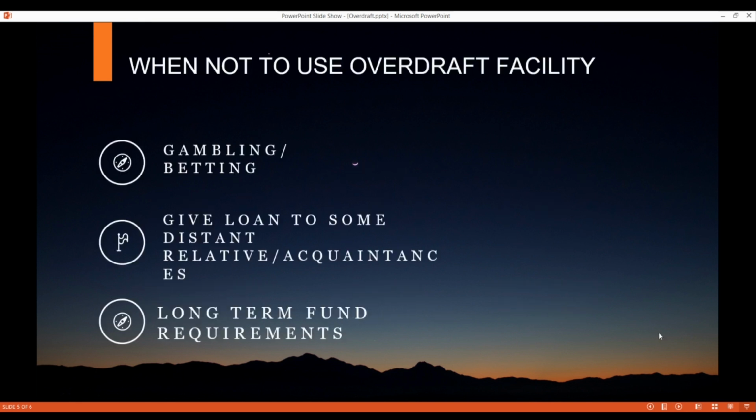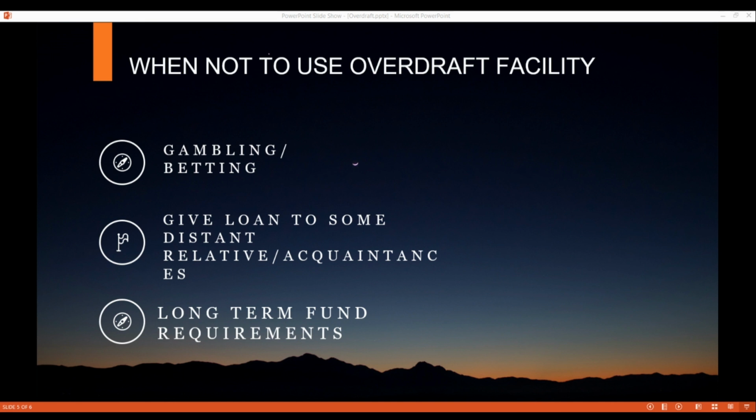Now, when should we not use overdraft facility? Let me give you a scenario. Let's say any sort of gambling activity, be it betting on IPL or playing in a casino. Another use case is to loan the money to some distant relative or acquaintances. And one big use case is you should not use it for long-term fund requirements.